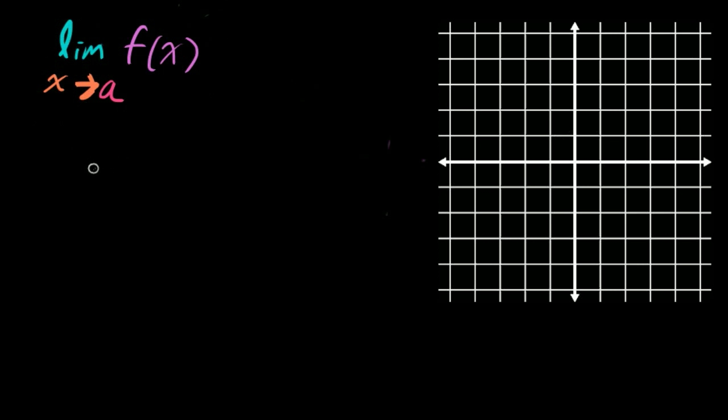The problem is going to be, what is the limit as x approaches 2 of x squared? So now our a in this expression is, and let me switch back to the a color, our a is 2, so that's the constant that we're approaching. And our function right here is x squared. So what does that function look like?